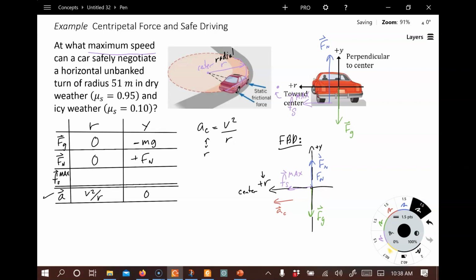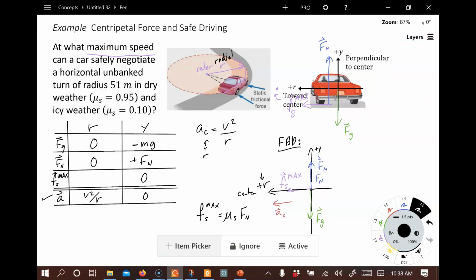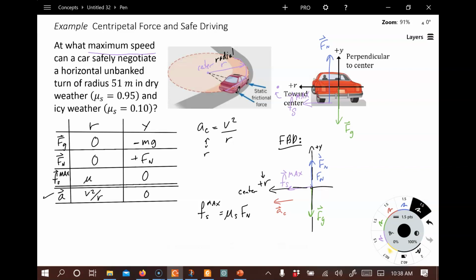And for the F_s max, we see again that there's a 0 along the y direction. And we actually have a formula for F_s max. Remember that F_s max is equal to, let me write that better, we look this one up, mu sub s times the magnitude of the normal force. So all of that magnitude for the static frictional force max is going to go in the positive r direction.